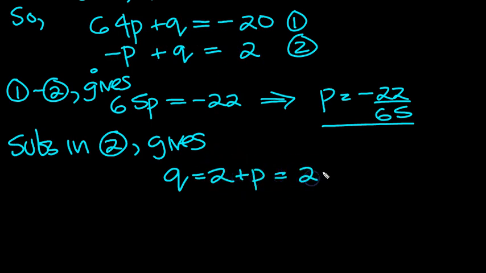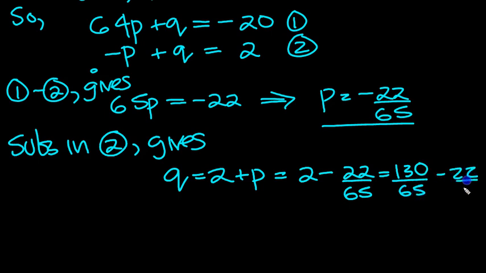So that's 2 plus, and a minus is a minus, 22 over 65. 2 lots of 65 is 130. So we've got 130 over 65, take away 22 over 65. So q equals then 130 take 22 is 108 over 65. There we go.